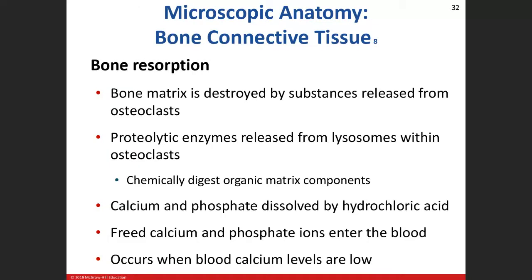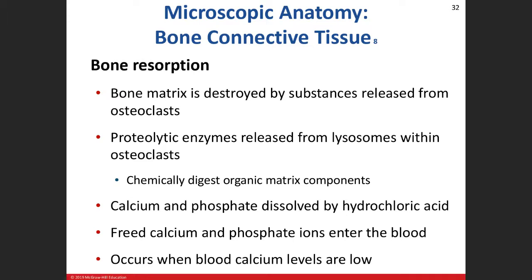So that should look a little bit familiar to you. There's only one cell that is going to be responsible for bone resorption, and that's the osteoclast. That's the one that will release its digestive proteins, the enzymes, that will degrade the matrix. Mainly, it'll just kind of grind down the collagen fibers.